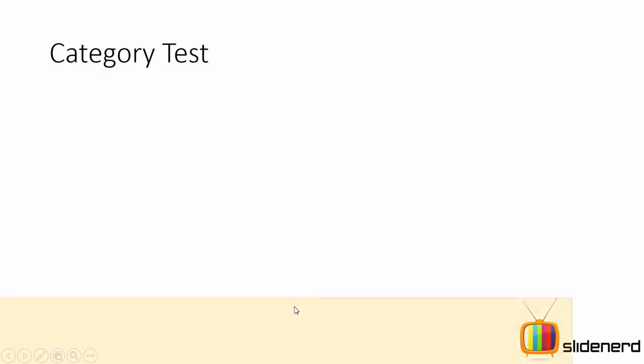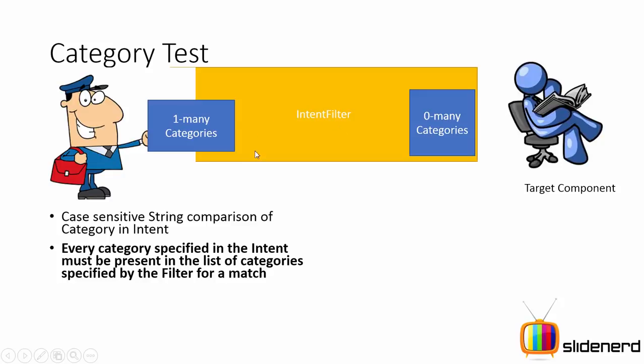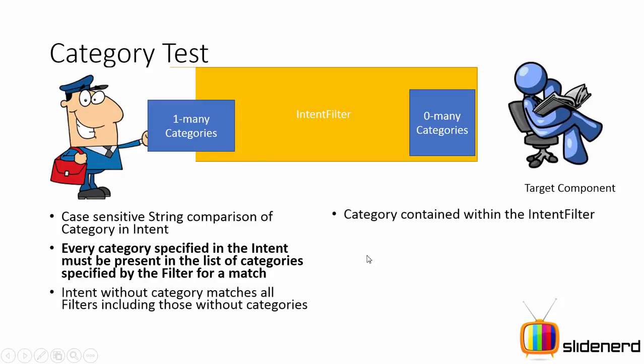Let's take a look at how they both match up. Again, the same case here. There's your intent on the left, the intent filter on the right, and now we are talking about categories. The first step that's going to happen is a case-sensitive string comparison of both strings, the one defined here for the category inside the intent filter and the one defined here within the intent. Are they the same? If yes, then there's a match.